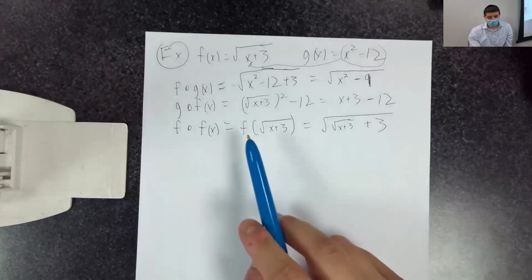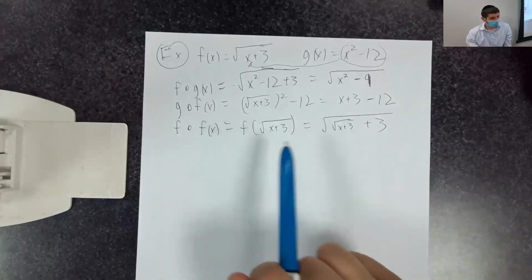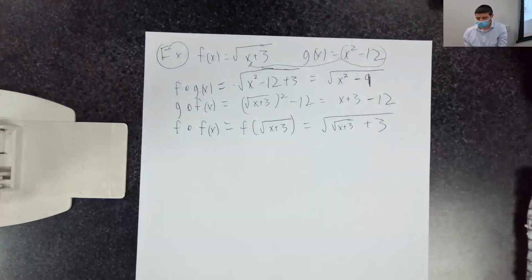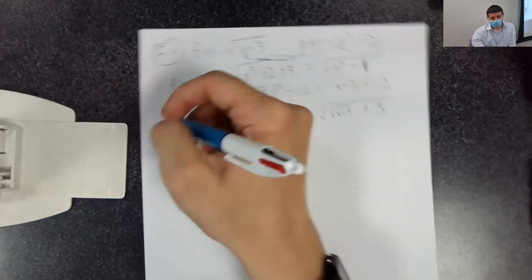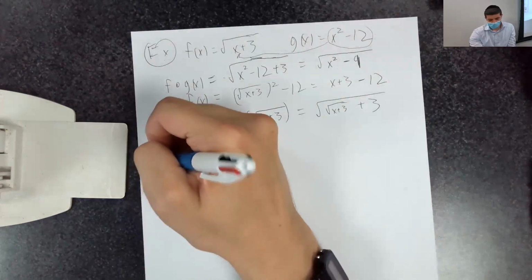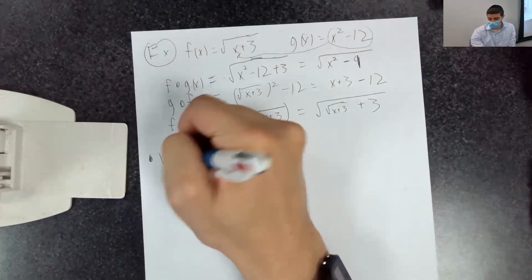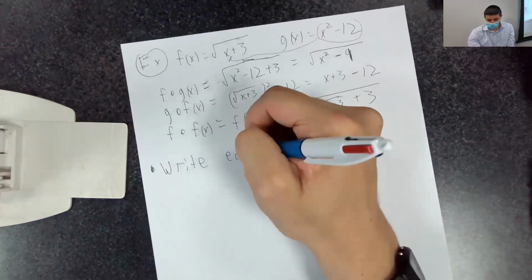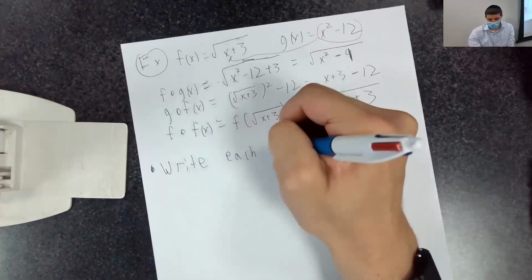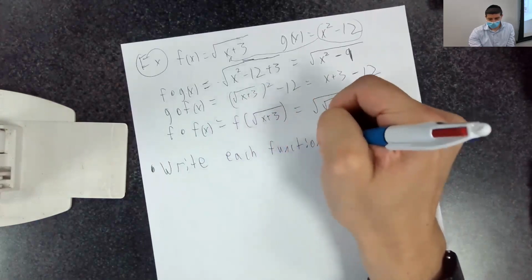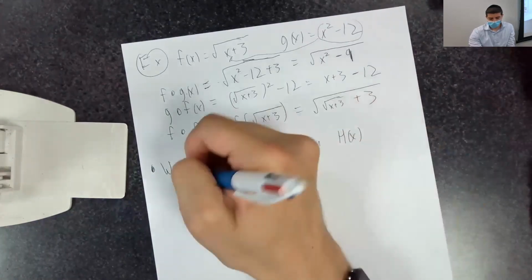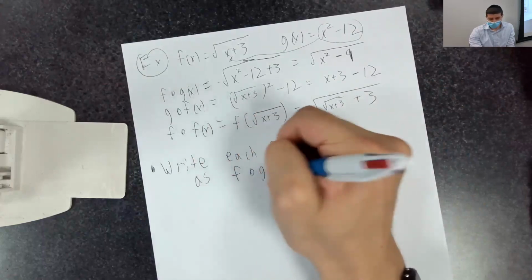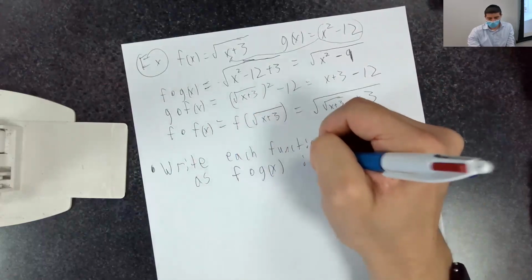Okay, so you'll just have a set of questions having you do this, compute g of f and f of g. Okay. And here's the other variation. Okay. So write each function h of x as f of g of x, i.e.